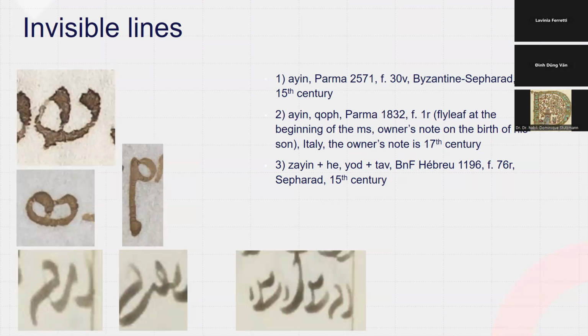Secondly, we have, these are the middle row. We have Ein and Kof from another Parma manuscript. This is the exception from the 17th century because it's a flyleaf added at the beginning of the manuscript where an owner added a note on the birth of his son. So again, let's talk about Ein.